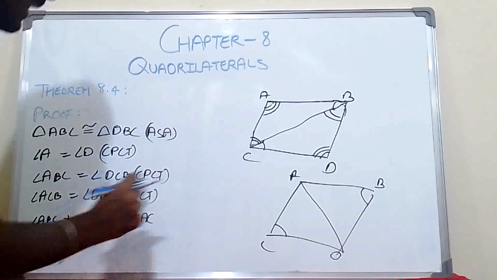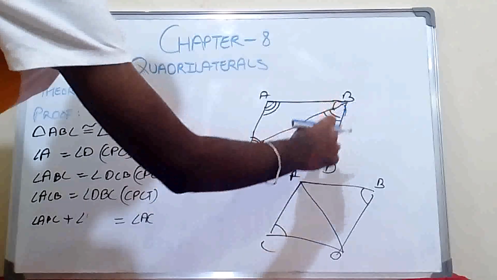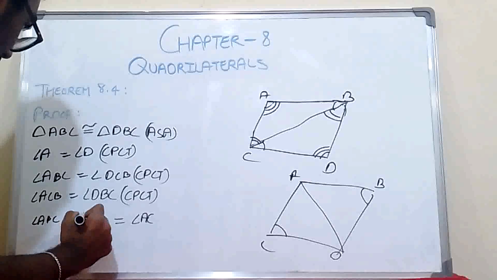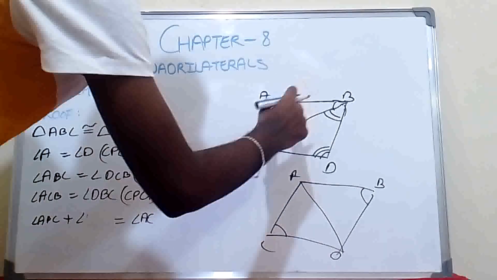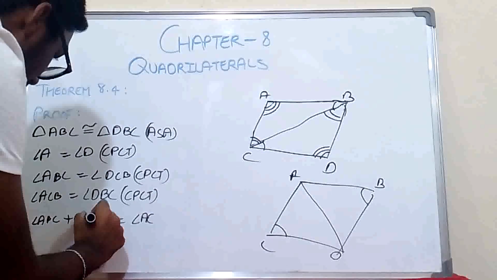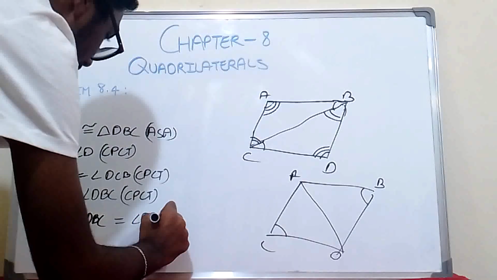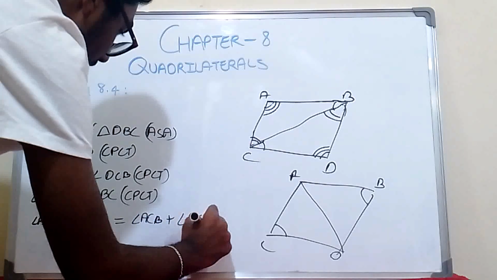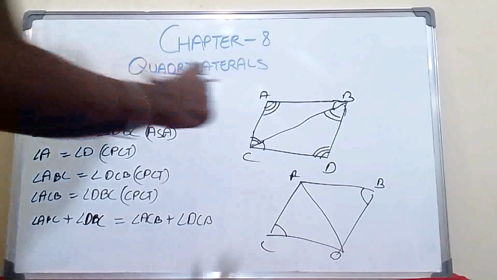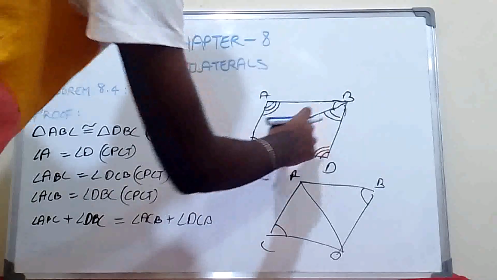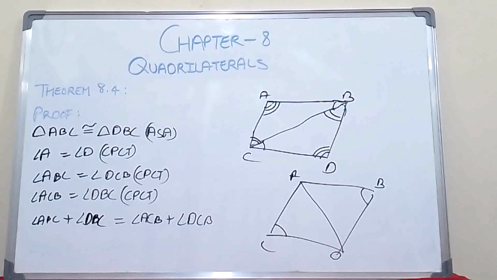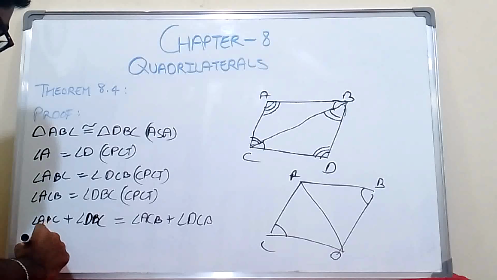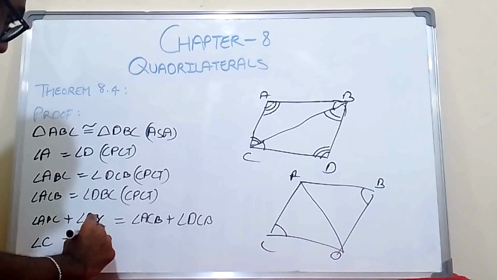We'll find that angle ABC plus angle DCB, angle ABC and angle DBC is equal to angle ACB plus angle DCB. Why? Because if these two are equal and these two are equal, then even the additions will be equal. Just what Euclid had told in Euclid's geometry, that if two things are equal, then even the additions will be equal. So accordingly, we can tell that angle C is equal to angle B.